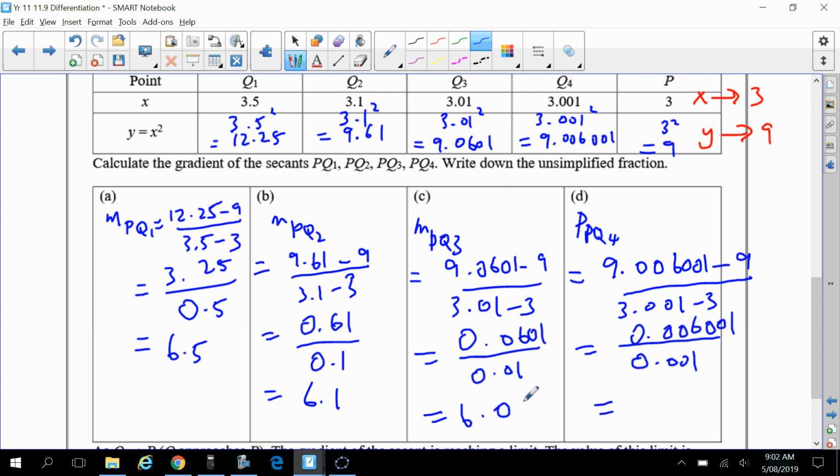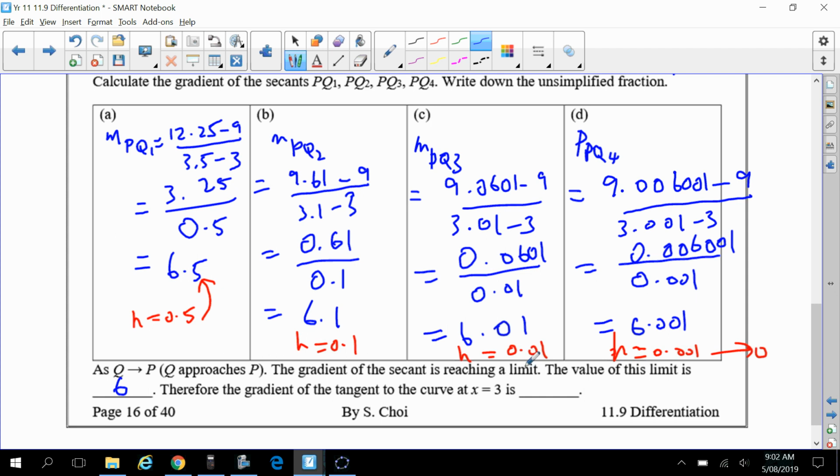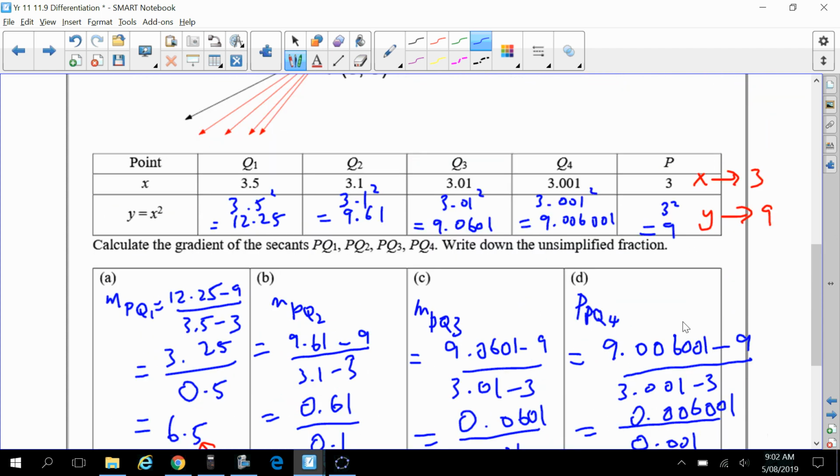All right, so as you can see, the 6.001 simply is, you did that differentiation by first principles. H is 0.5, right? H is 0.1, but we're not using H at this point, right? H is approaching 0. Therefore, the gradient of the tangent is approaching 6, right? Approaching 6, and the gradient of the tangent at 3 is 6. We know beyond doubt this is true. It's not even reasonable doubt, it's beyond doubt. It's not doubt anymore.